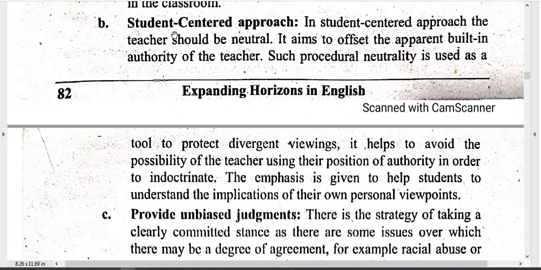B point मा यहाँ रहेको छ student centered approach. In student centered approach, the teacher should be neutral. It aims to offset the apparent built-in authority of the teacher. Such procedural neutrality is used as a tool to protect divergent viewpoints. It helps to avoid the possibility of the teacher using their position of authority in order to indoctrinate. The emphasis is given to help students to understand the implications of their own personal viewpoints.